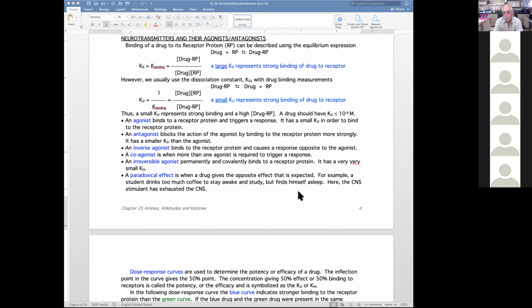And I'm sure you probably know of examples of this. So maybe a student starts to drink a whole bunch of coffee so he can stay awake and study. And then you drink a bunch of coffee and all of a sudden you fall asleep. So the caffeine is doing the opposite effect of what you would expect. It's a paradox. Well, the reason why that happens is that caffeine is a central nervous system stimulant. And what did it do? It stimulated your central nervous system to the point of exhaustion. So you need to go to sleep.